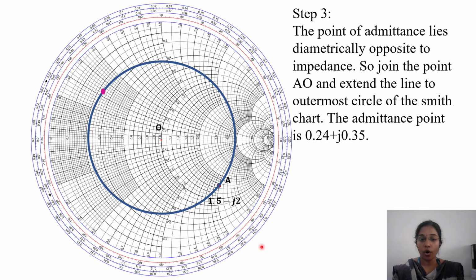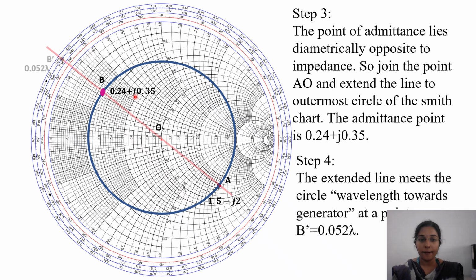Next, I have to find out what my admittance is. To calculate this admittance, I have to use this SWR circle as well as the normalized impedance point. The point that lies diametrically opposite to my normalized impedance is my admittance. So with the help of a scale, I join this point A, the center O, and the diametrically opposite point, which is 0.24 plus j0.35. I join those two points and extend that line to the outermost point of the circle.